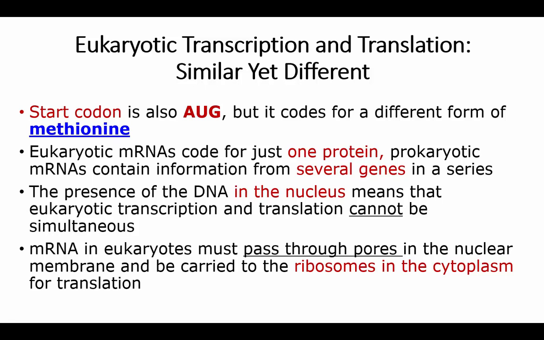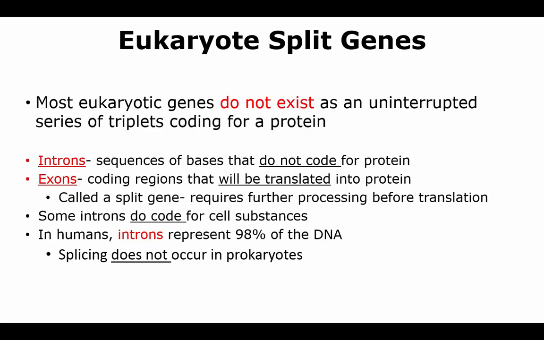Other things we see, of course: the nucleus in eukaryotes keeps transcription and translation from happening at the same time. So in eukaryotes, transcription has to happen first, and then it's followed by translation. In prokaryotes, because there's no nucleus separating the two processes, they can happen simultaneously. So that's a difference that we see there.